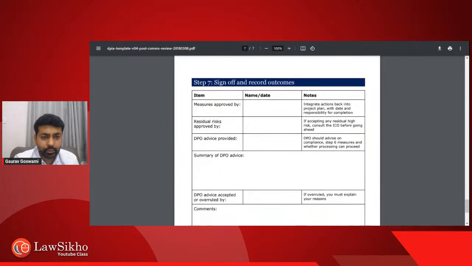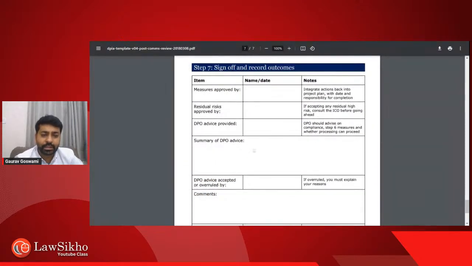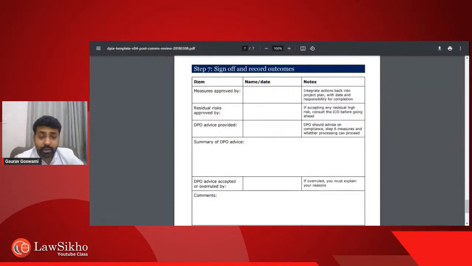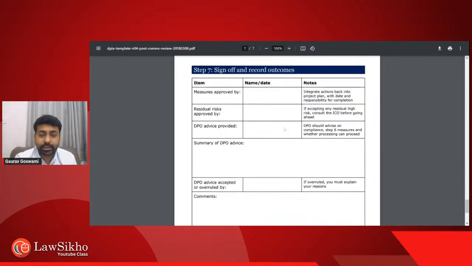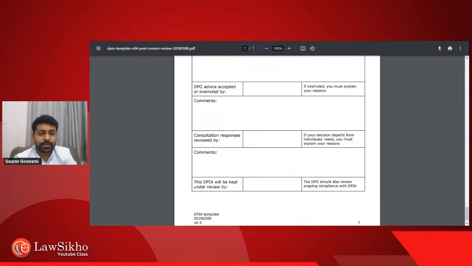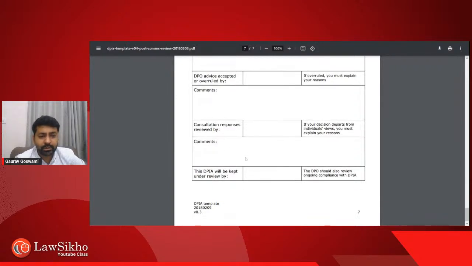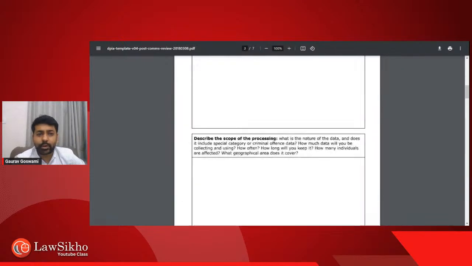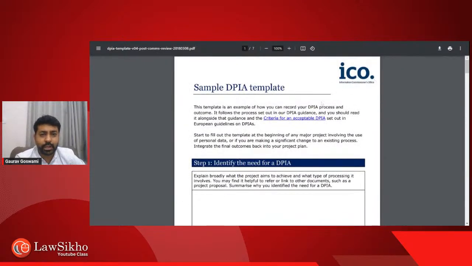For the sign off and record outcome, you have collected everything, you have assessed it, what's your final call, whether you will be moving ahead with it, and if you are not moving ahead with it, or if you're moving further with the processing, then what kind of precautions or techniques you will be applying. The DPO will be putting up a summary. The comments, and the consultation which you have done with the stakeholders, you will put that also here. So this is the template which is available on the website of the ICO, Information Commissioner's Office, UK.